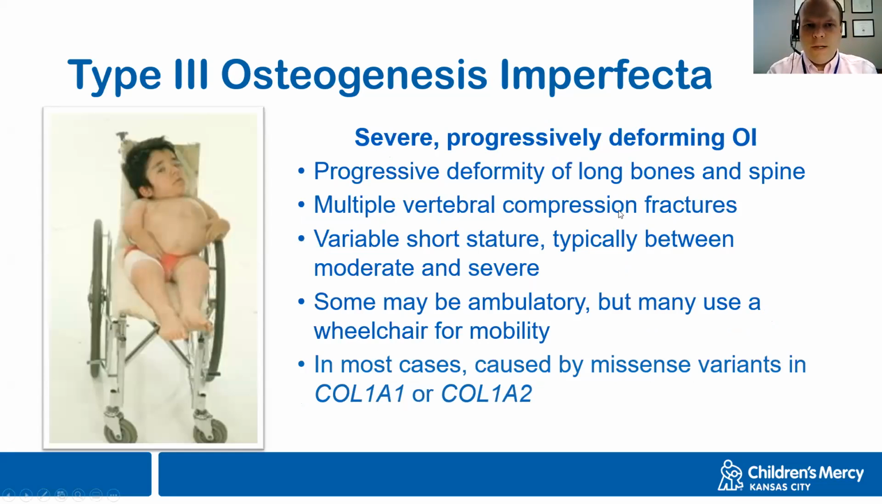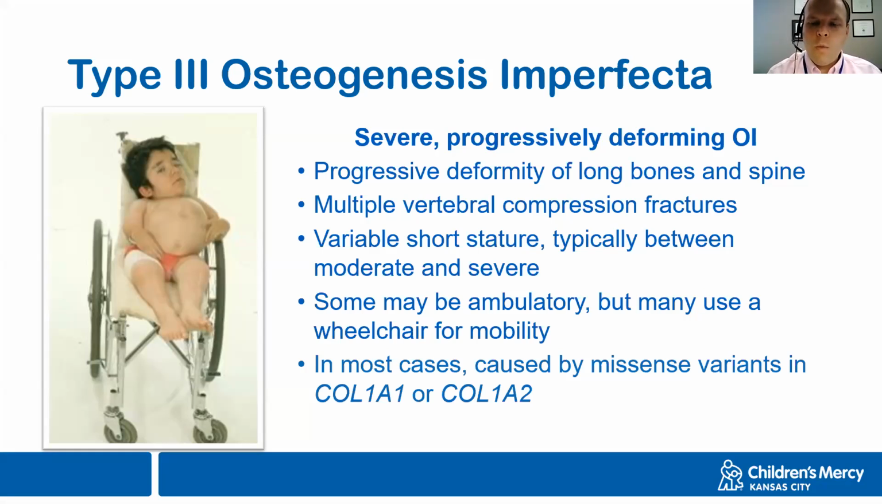Type 3 is a little bit different. This is what we'll call severe progressively deforming OI, which these are patients who will frequently have both inherent deformities of the long bones and spine, and they can also have multiple compression fractures, typically variable short stature. This can be anywhere between moderate and severe. We do see some people with type 3 OI ambulate, or at least ambulate at some points in their lives, but many people with type 3 OI will require a wheelchair or some other assisted device for mobility.